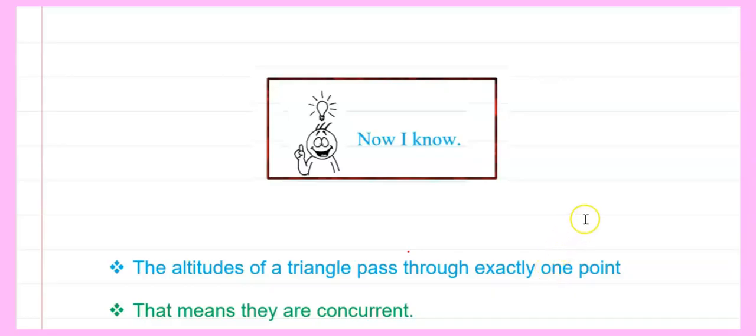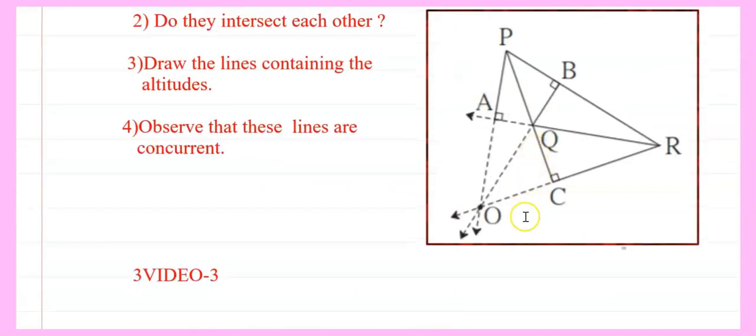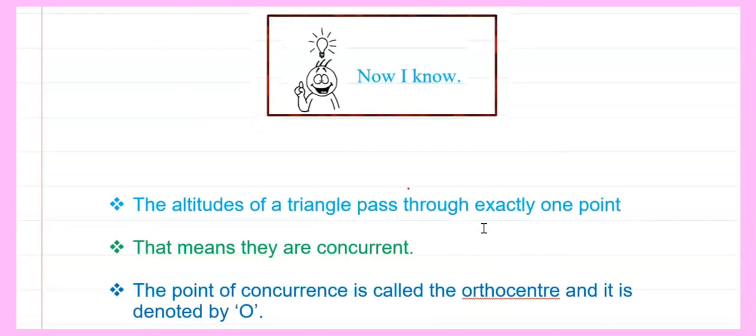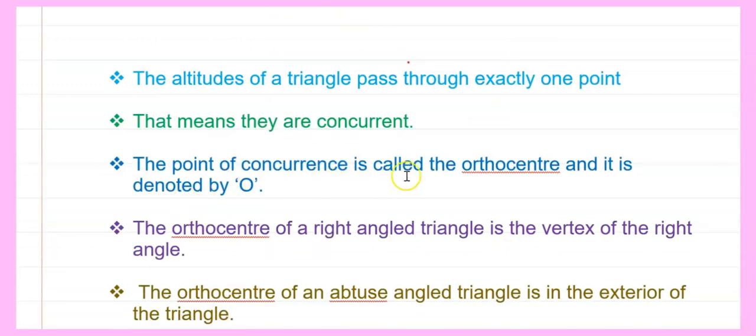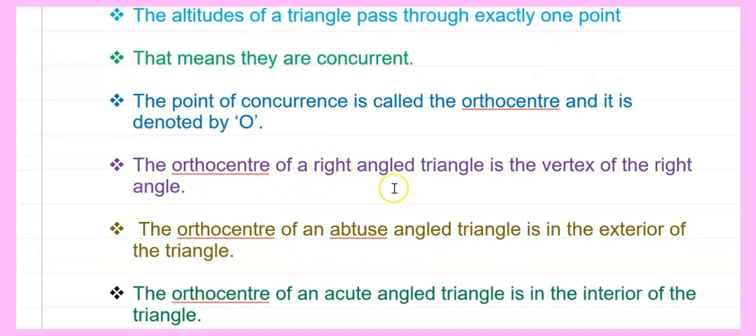From all these, you can conclude that the altitudes of a triangle pass through exactly one point. If you see this single point, this is again a single point, and this a single point. That is, all the altitudes pass through a single point. That means they are concurrent. The point of concurrence is called the orthocenter, and it is denoted by O. The orthocenter of a right angle triangle is the vertex of the right angle.